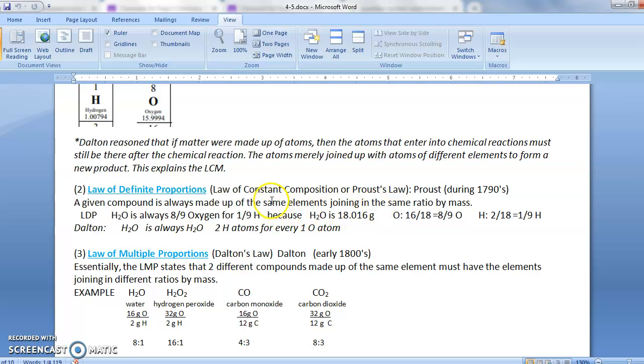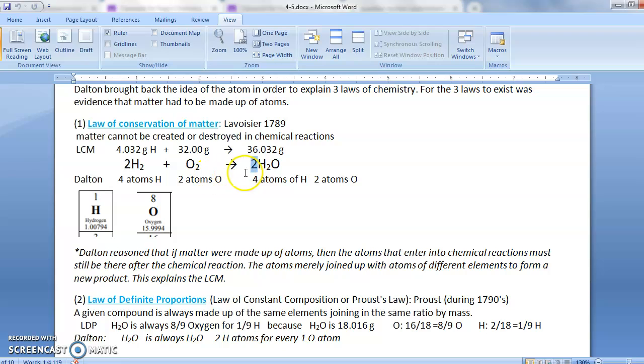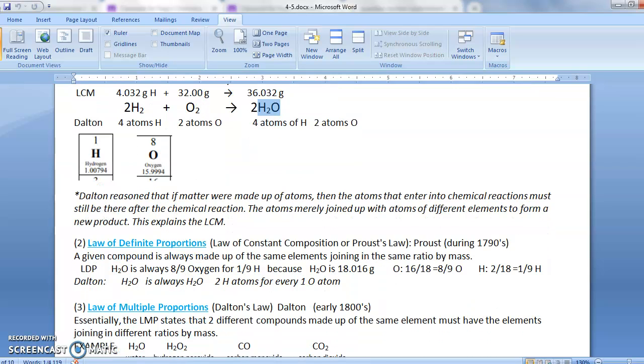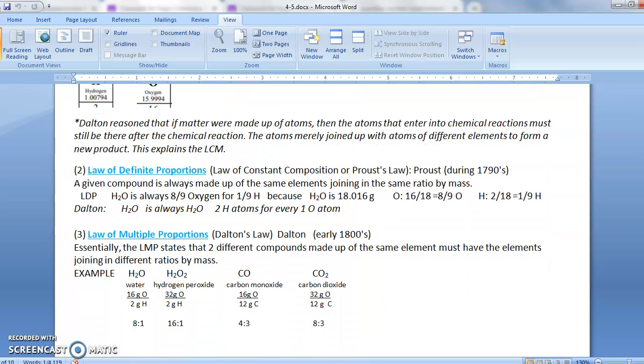What does that mean? Well, in this reaction up here, we talked about how to make water. What Proust would say is that to make water, you would always have to have the same ratios of hydrogen joining with the same mass ratio of oxygen. In other words, there's only one recipe for making water. Proust would say water is 8/9 oxygen by mass for every 1/9 hydrogen by mass.